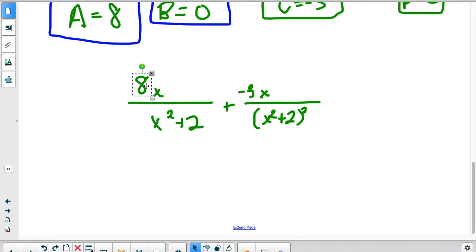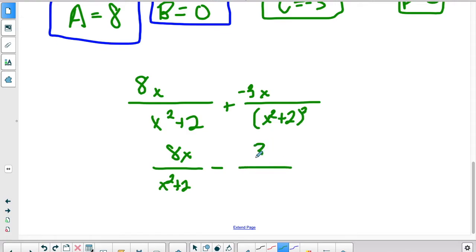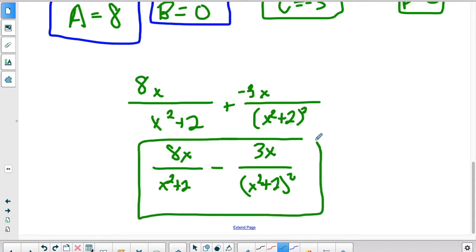And if you want, we can level those up. So if I wanted to rewrite it as 8x over x squared plus 2, and I can move the negative over and say minus 3x over x squared plus 2 squared. And this right here is our answer, and that's all we have to do for this problem here.